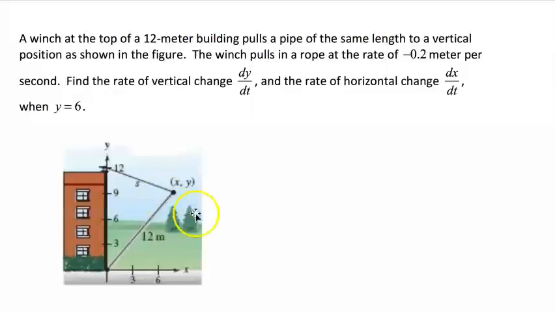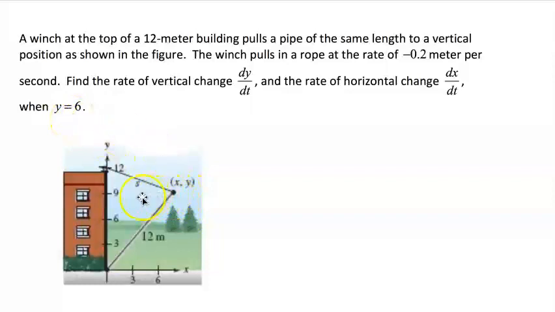So here is our picture. The winch is pulling this pipe up. Imagine it's a drain gutter, 12 meters long, being pulled up, so it will be the same height as the building. We want to find the vertical change, which is our y variable, and our horizontal change, our x variable, at the instant when y is 6. That's what we're dealing with here.